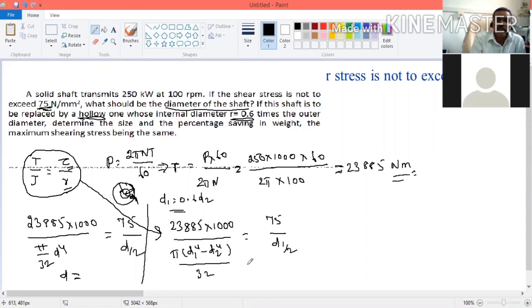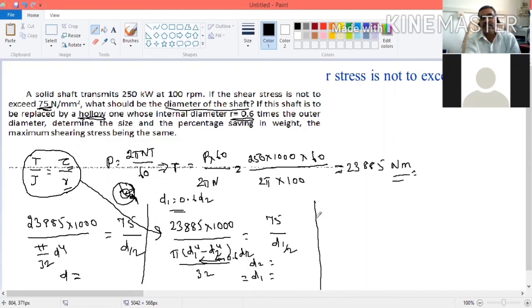So now from this equation, you can find the values of d1 and d2, because we know d2 in terms of d1. You have to substitute d2 equal to 0.6 times d1, which is already given. Then you can calculate the values of d2 and d1. So now finally you have to find the material saving.